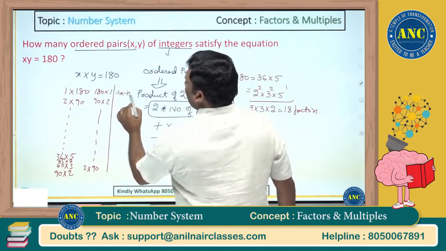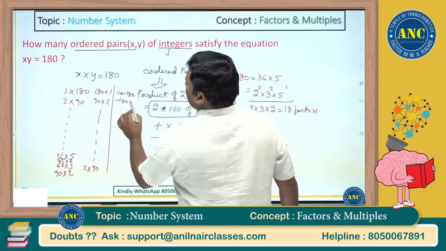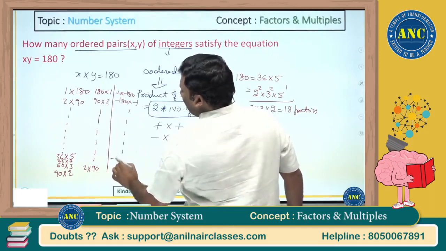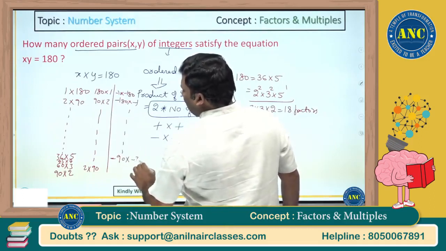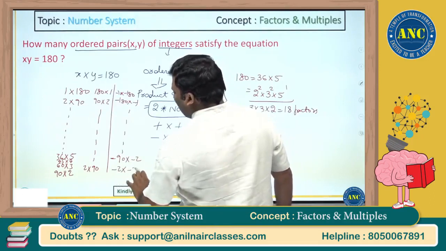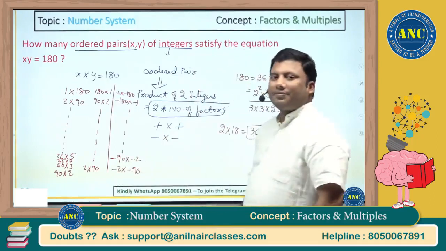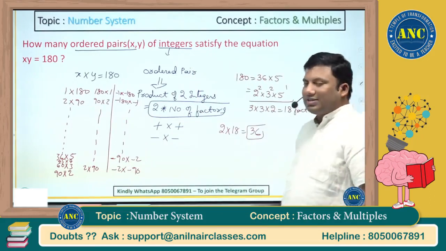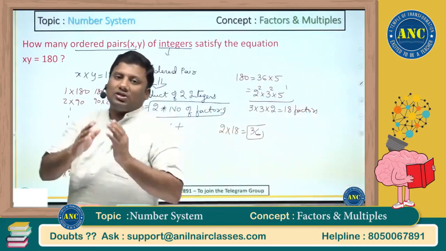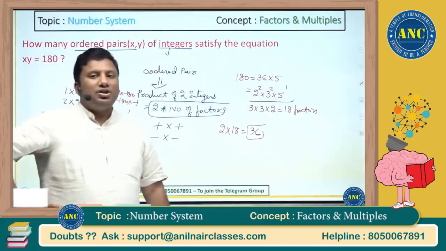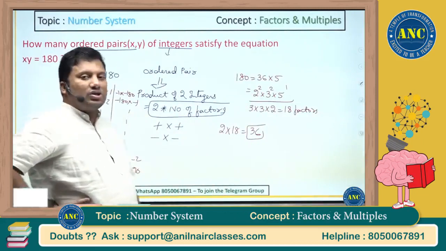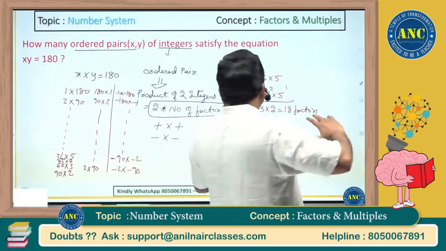Next one. Minus 1 into minus 180. Minus 180 into minus 1, and so on up to minus 90 into minus 2, minus 2 into minus 90. I hope the idea is clear. So the answer for this question: positive into positive, and negative into negative is also positive. So the answer will be 36.